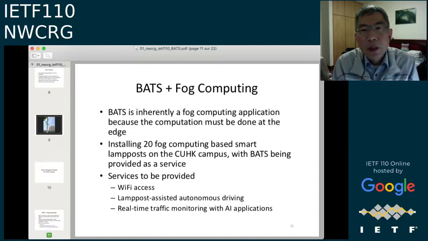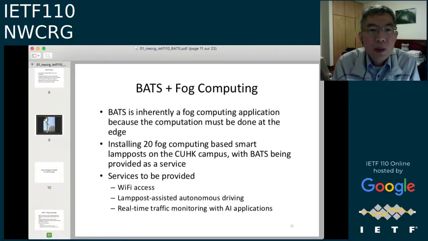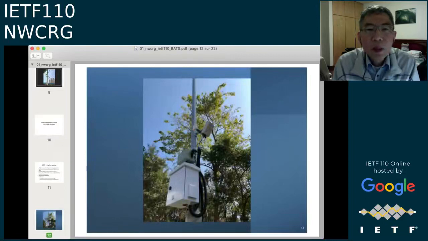And after the network is set up, different services will be provided, including Wi-Fi access, lamppost assisted autonomous driving, and real-time traffic monitoring with AI applications. Next, please. Okay, this is a picture of the smart lampposts we are building on campus. As you can see, they're not as fancy as the one we just saw a moment ago. Next, please.